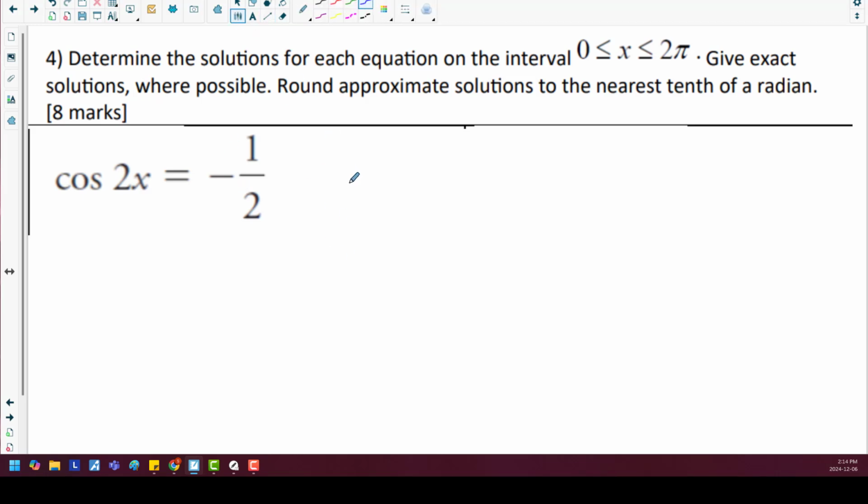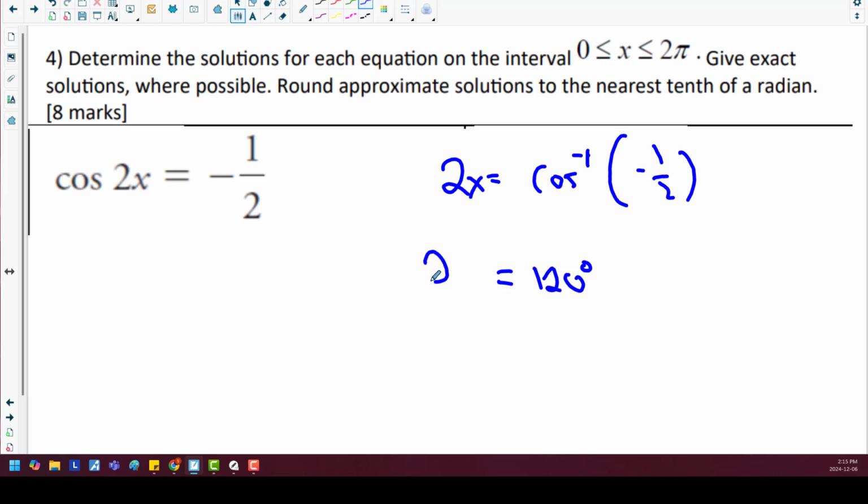So the first thing that we're going to do is take the inverse cos of our ratio of negative 1 over 2, and just plug that into your calculator. Two ways you can do this. You can have it in degrees or radians. It doesn't really matter. I'm going to do degrees for now, just so you can a little bit easily visualize what's happening. So shift cos of negative 0.5, and you get 120 degrees. So 2x is equal to 120 degrees.